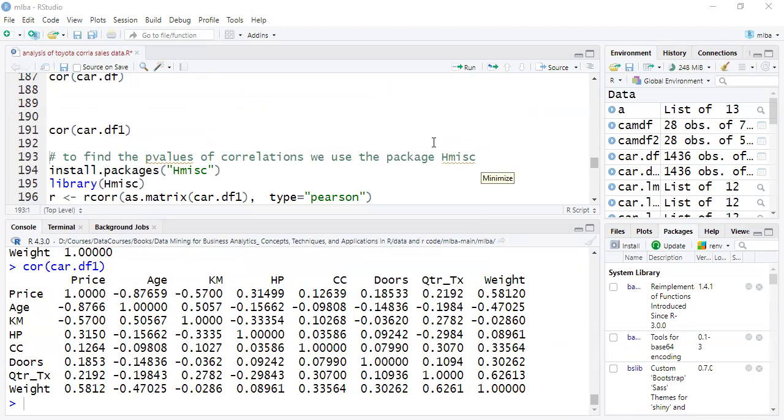Muhammad Murad is asking, can't we compare by using the factor method? Yes, we can compare by the factor method. The procedure is different, and that procedure is called the chi-square procedure. That is not correlation. That is the chi-square test of independence procedure, which can be used to compare the factor variables.